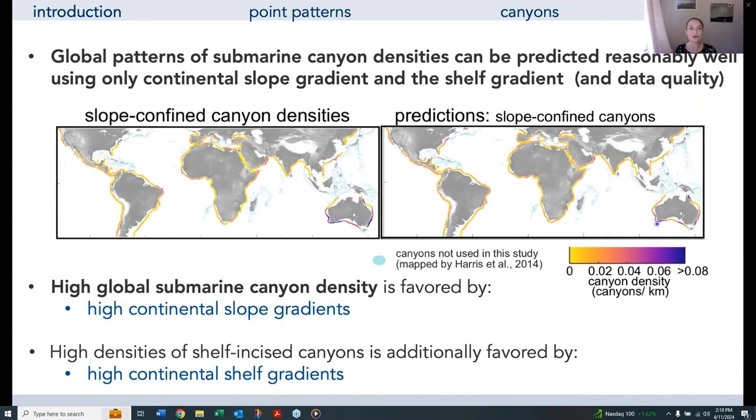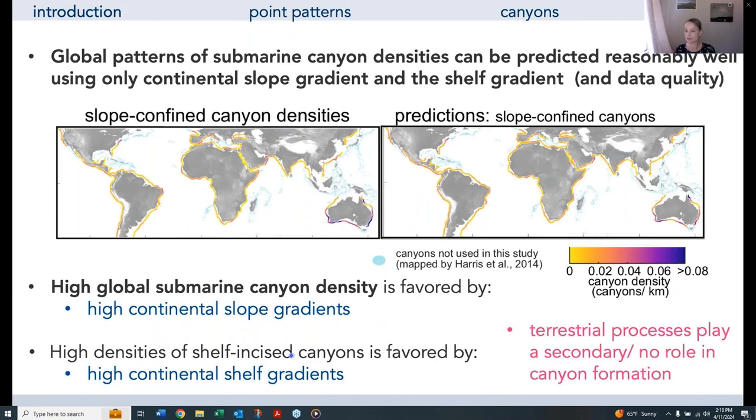So to conclude, the global patterns of submarine canyon density can be predicted reasonably well by using only continental slope gradient and the shelf gradient, plus the data quality measure that I have mentioned. And high global submarine canyon densities are favored by high continental slope gradient, and in addition, high continental shelf gradients also play an important role for shelf and seismic canyons. Interestingly, terrestrial processes play a secondary or actually no role in this very large-scale approach that we are using here.